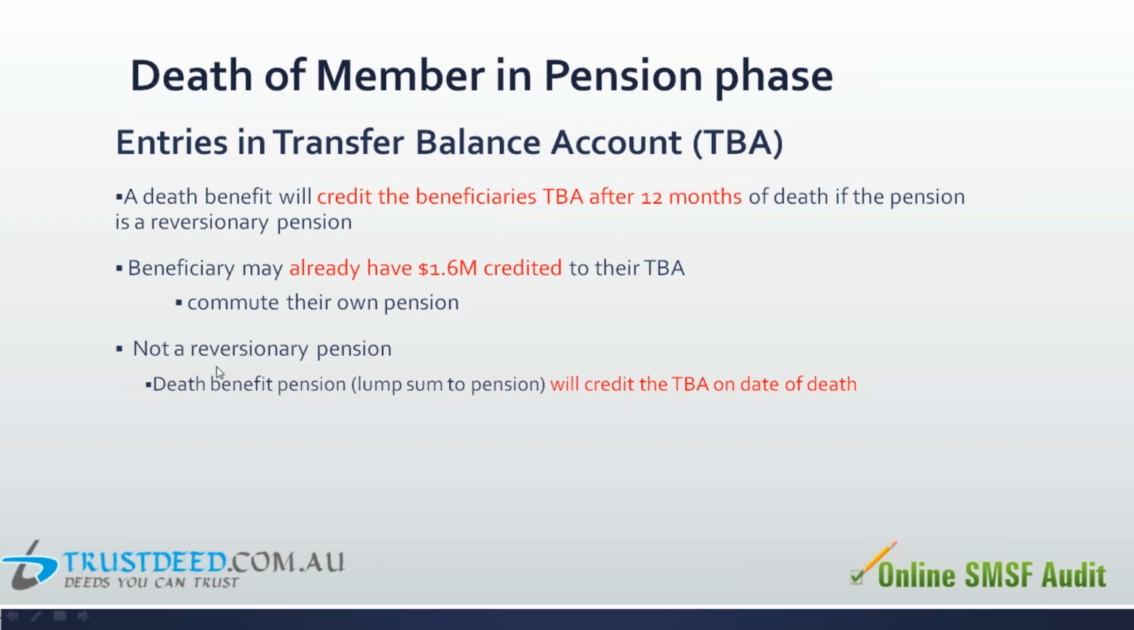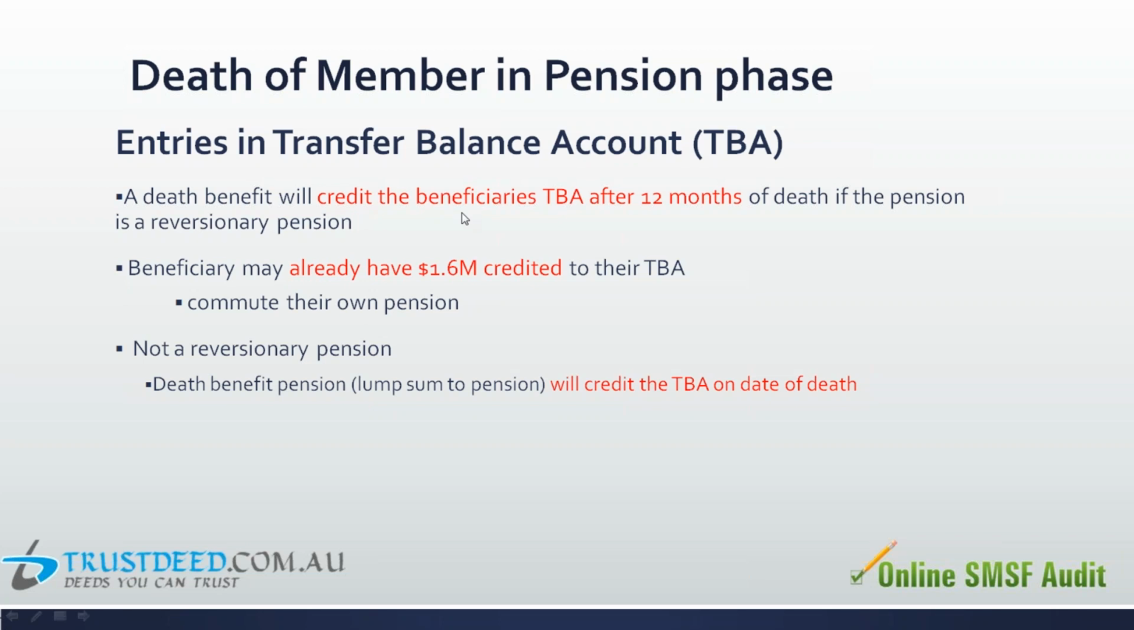But if it is not a reversionary pension and a death benefit pension is chosen, so let's say we had a valid binding death nomination, a lump sum had to be paid, then the remaining trustee with the discretion chose to start a pension, so we call it a death benefit pension. So when it is a non-reversionary pension, the credit to the transfer balance account is on the date of death.